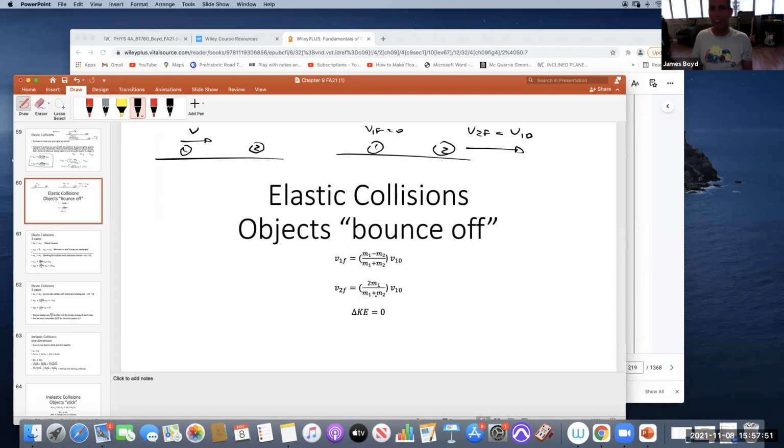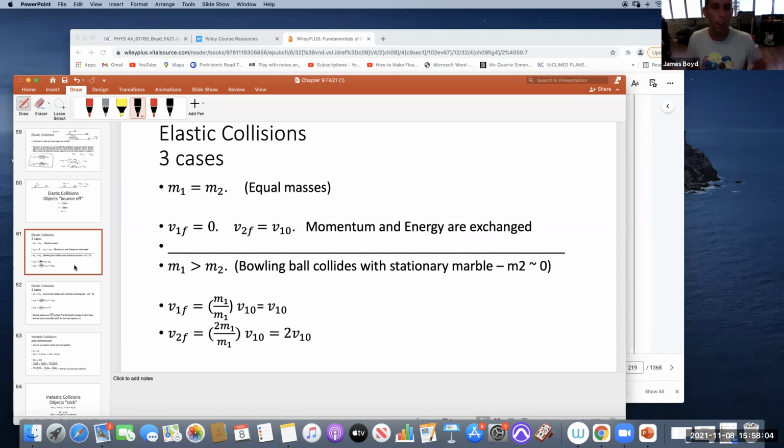And that's a trick that sometimes happens. To be tricky, they'll say, oh, well, v2 final is the same as v1 initial. What's the mass of mass 2? And it's the same as mass 1. It has to be. All right. The second type of collision is when m1 is much bigger than m2.